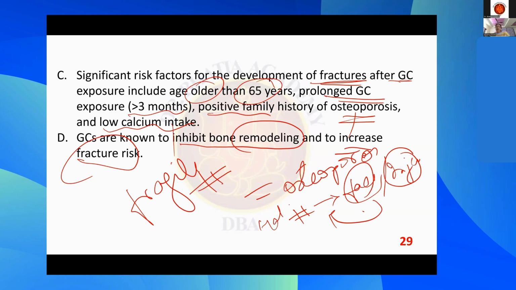Suppose you had a fall, your bones will not break. But if another person of your age and gender falls or gets injured by the same degree of injury, and the bone breaks, then that person definitely has a weaker bone, that is osteoporosis, and that is a fragile fracture.